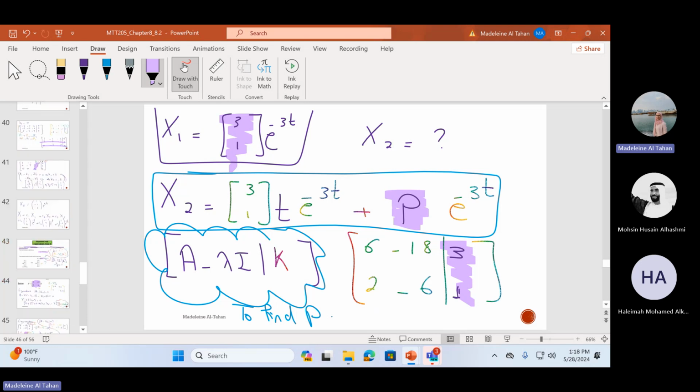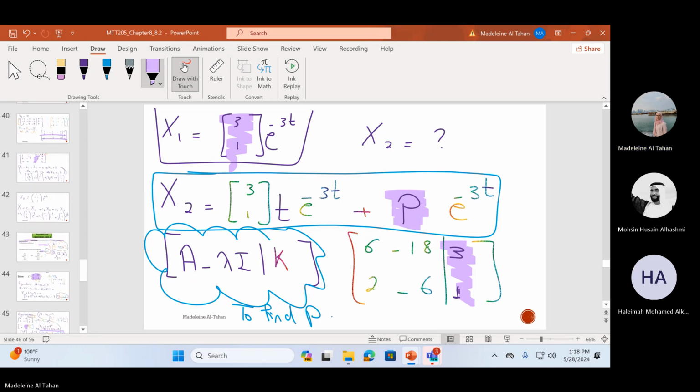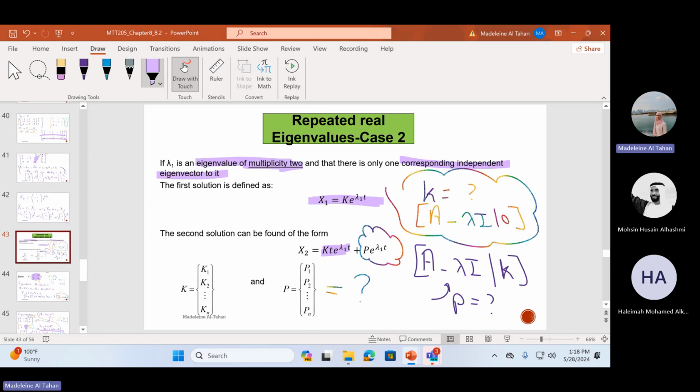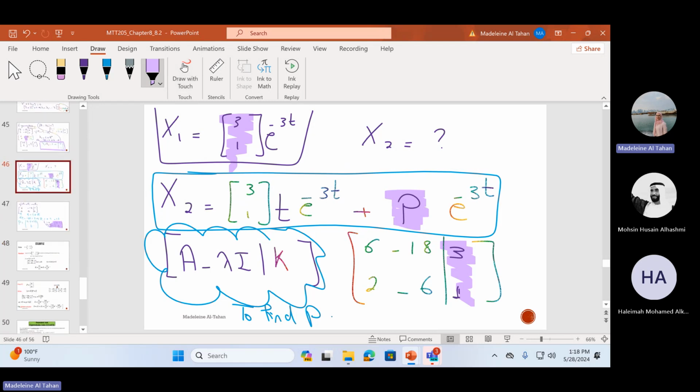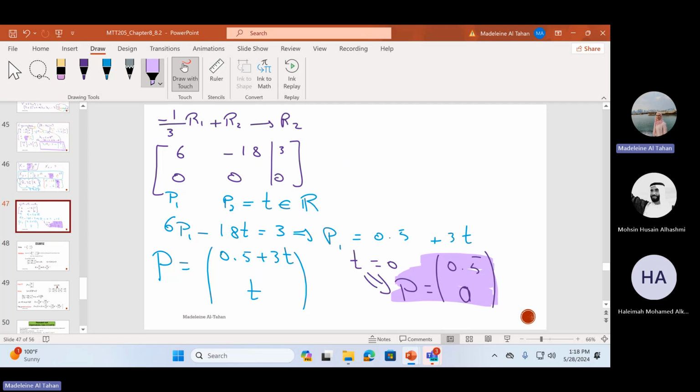The second independent solution is the first solution times T plus vector P times e to the lambda 1 T. So we substituted here. First solution times T, we are okay with it, plus e to the power -3T times P. The only missing thing here is P. To find P, we will use this one, A minus lambda I times K. We solved it in the normal way and we found P. We got infinite solutions. We took one of the particular solutions for T equal to 0. We got this P. Now we need to substitute.